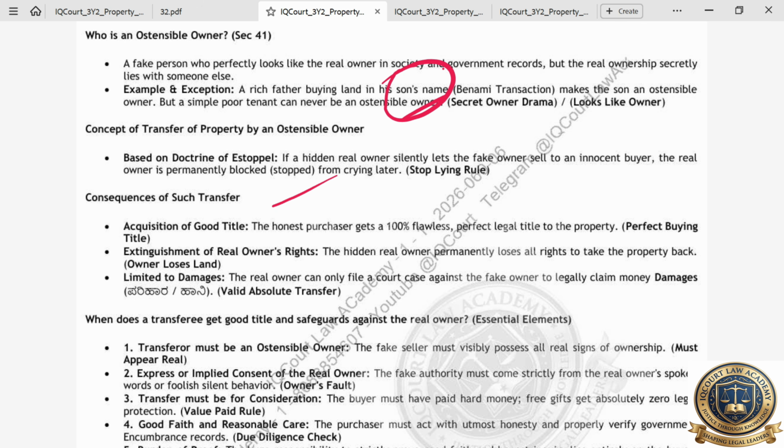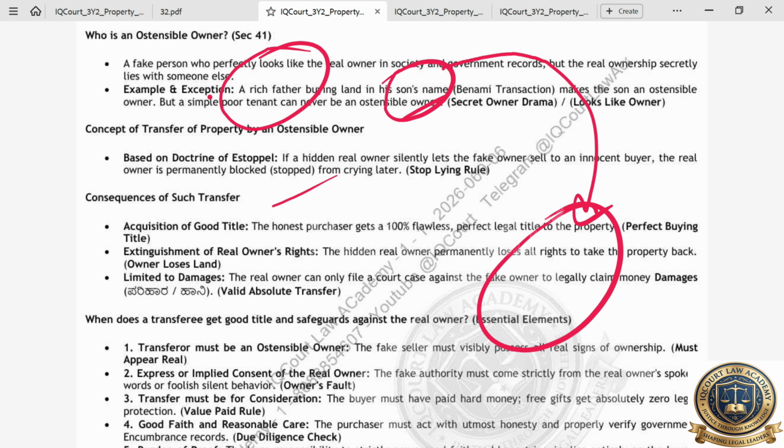His son will transfer it to his friend or girlfriend. What is the consequence? Actually, all the money was invested by the father, who bought the property in his son's name, and the son sold it to his girlfriend. Now, as per the government record, the son is the owner, so he can sell it to his girlfriend, no problem at all. What happens?